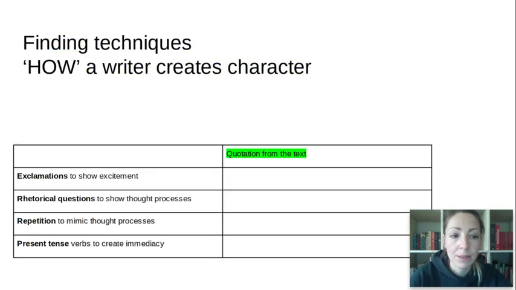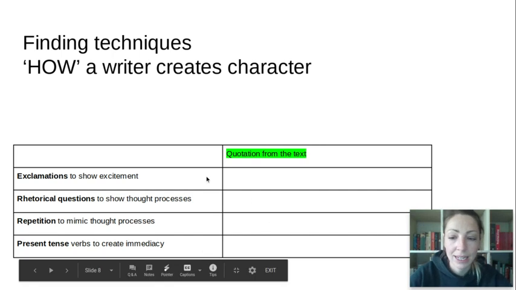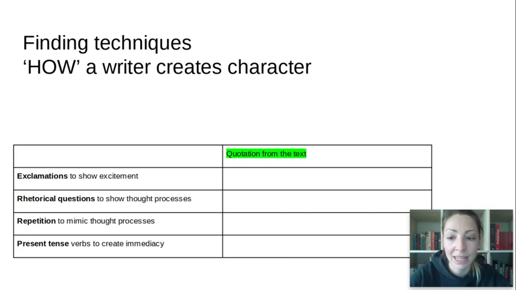So you'll see that you've got the techniques on the left-hand side, and I want you to copy out a quotation from the text that shows that technique. We've got exclamations, rhetorical questions, repetition, and present tense verbs. This should take you about 10 minutes. So pause the video and have a go at doing that bit, please.